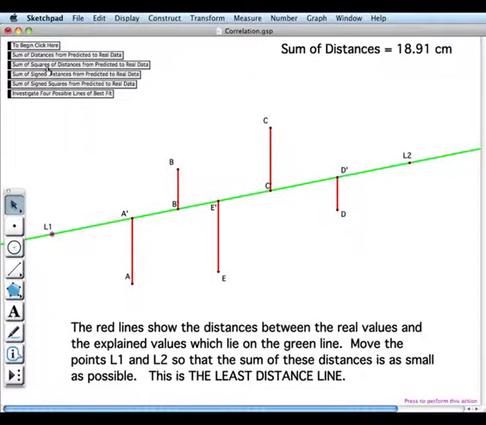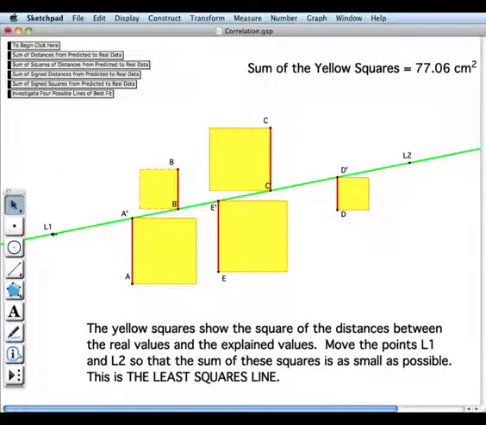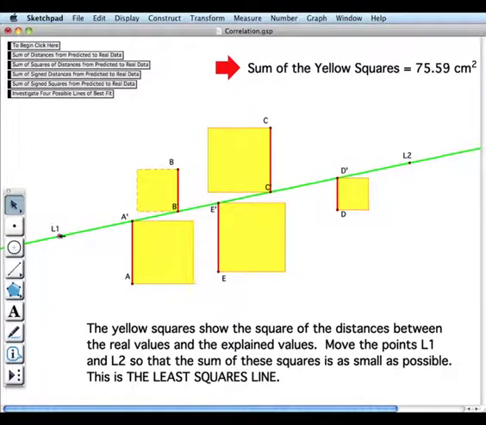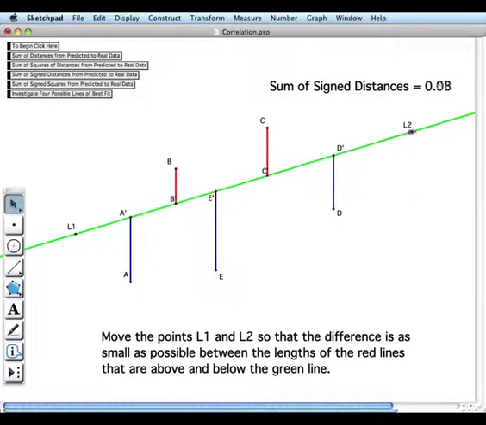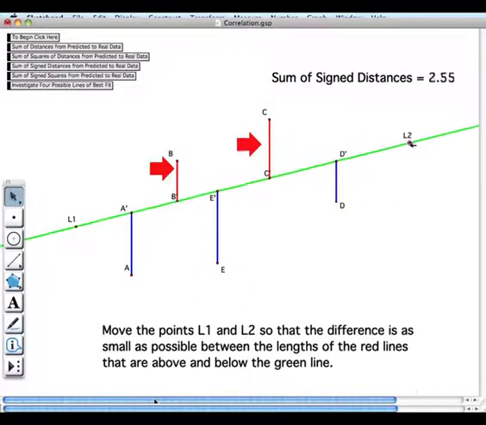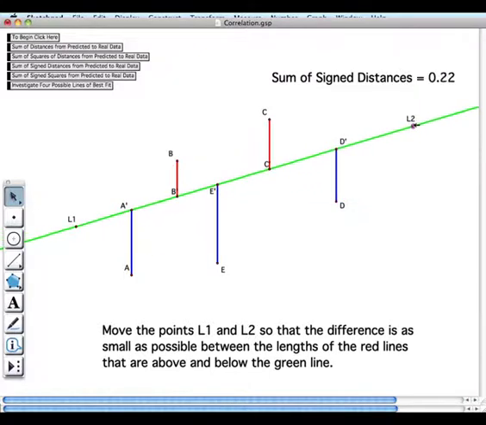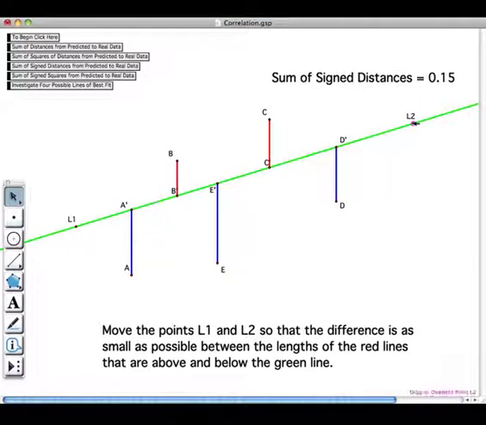In the second case, the line of best fit might be defined to minimize the sum of the squares of the distances from the points to the line. In the third case, the line of best fit might be defined to minimize the difference between sums above and below the line. In other words, this definition finds the sum of the red lines. Then, it finds the sum of the blue lines. And then, it minimizes the difference between these two sums.